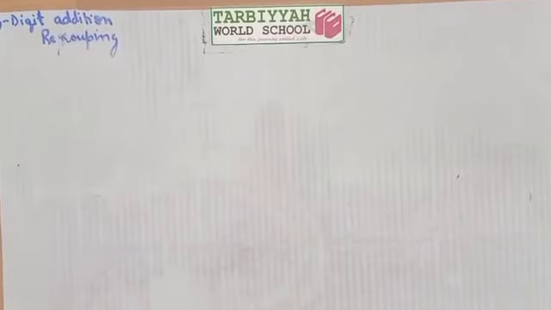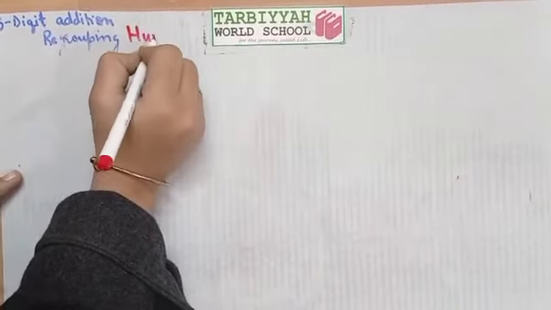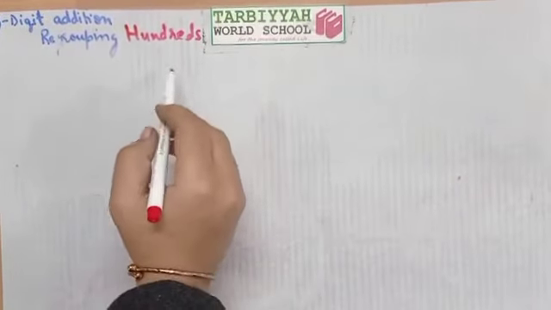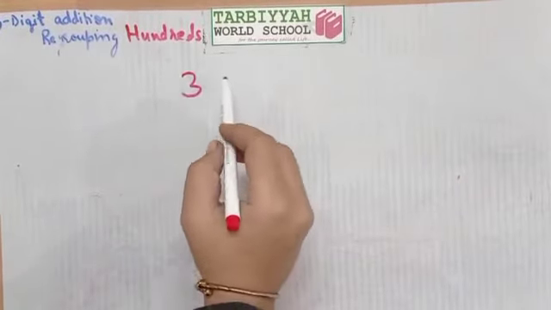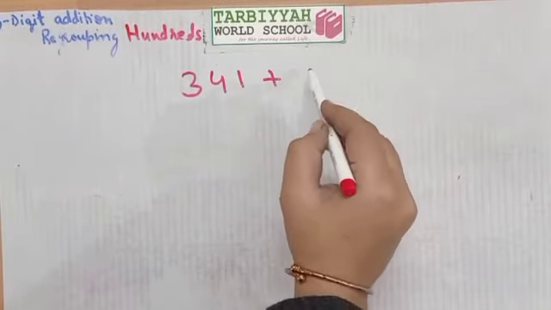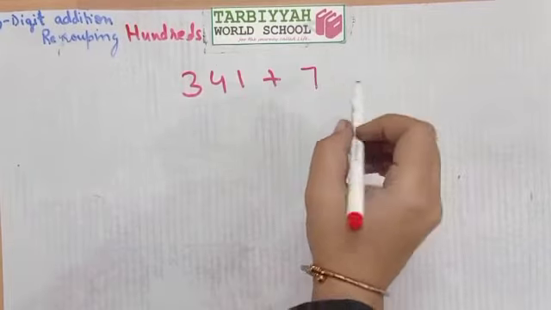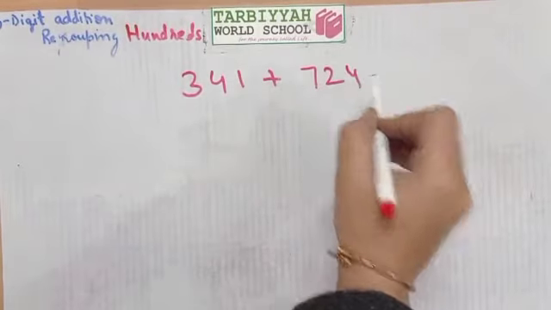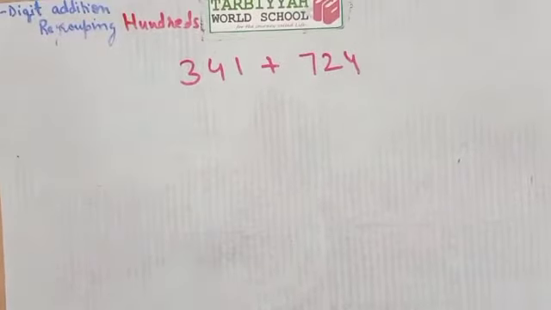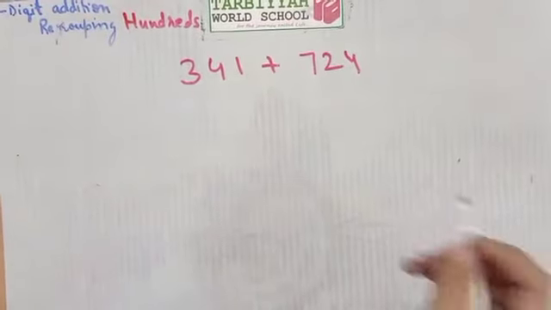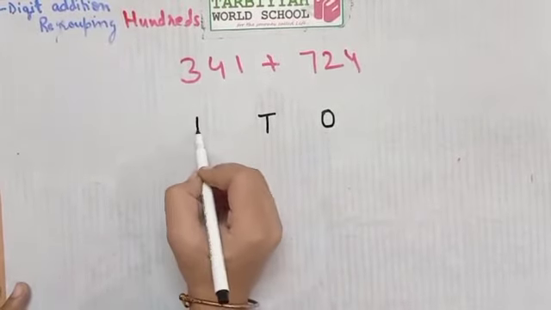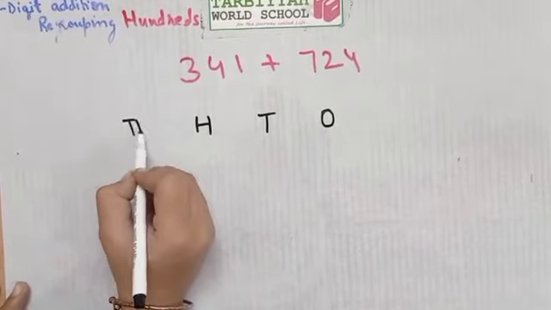See, now we will do regrouping of 100. We will take the number 341 and the second number is 724. Now we have to add both these numbers. Now we have to write the places: ones, tens, 100 and 1000.